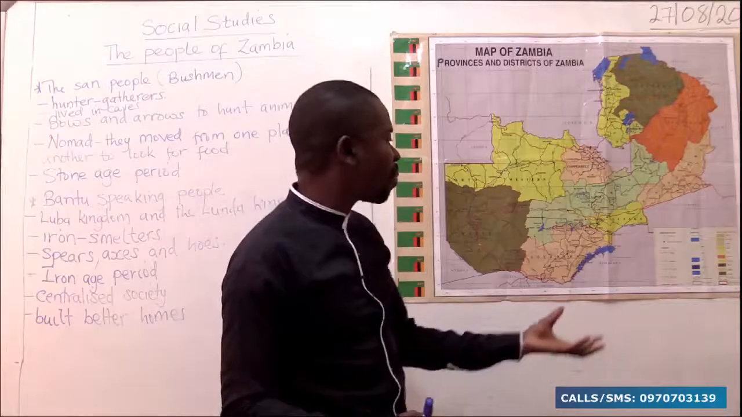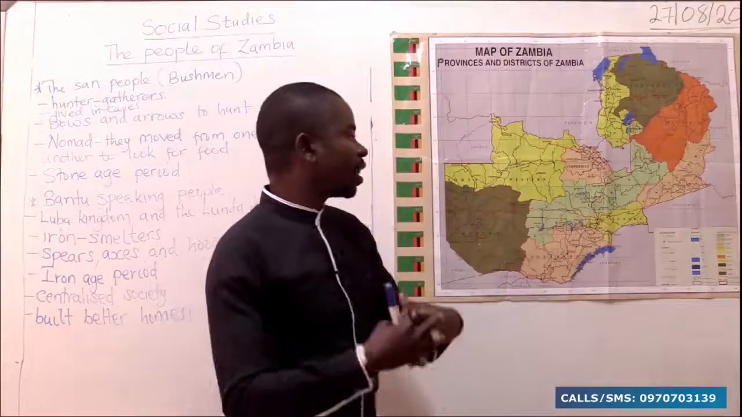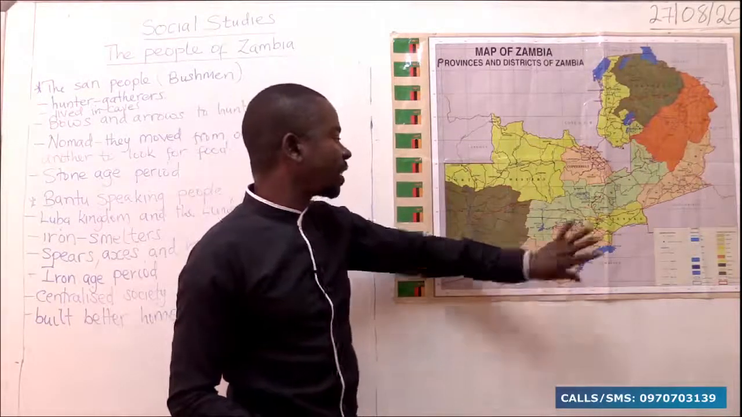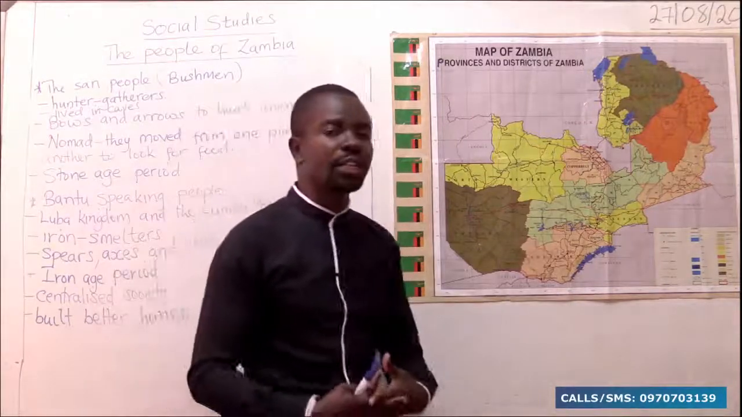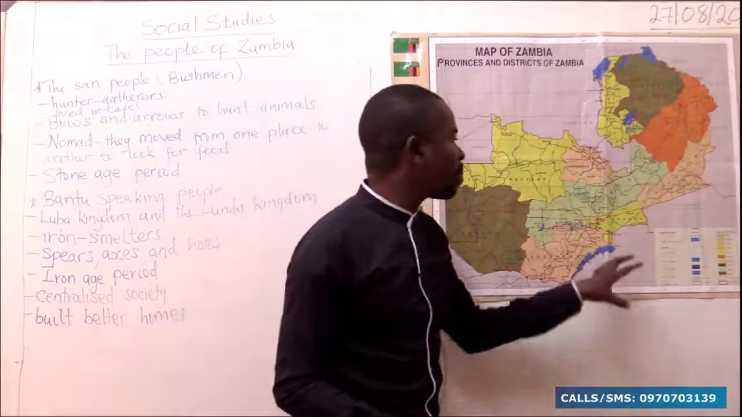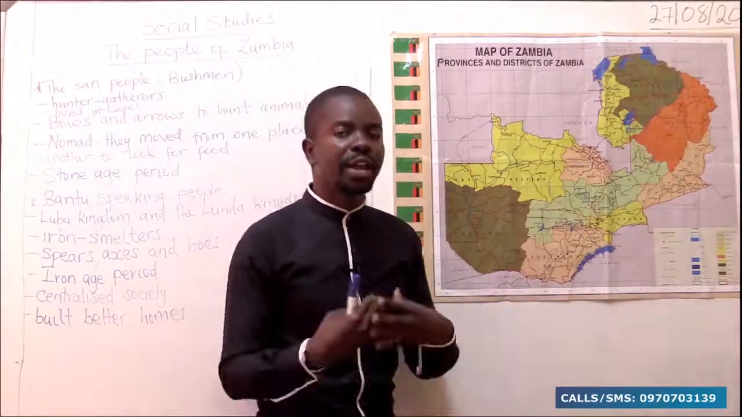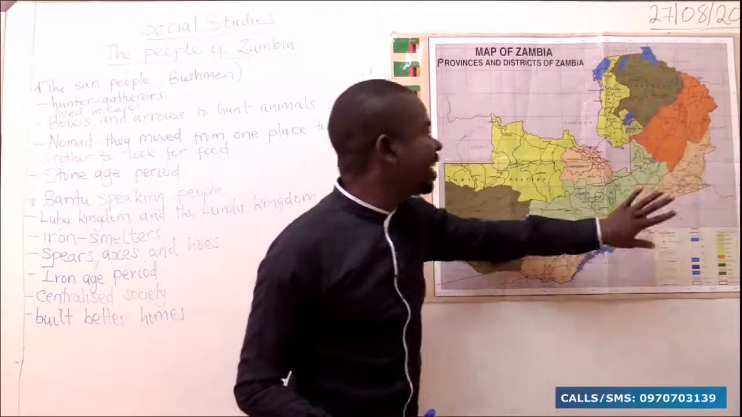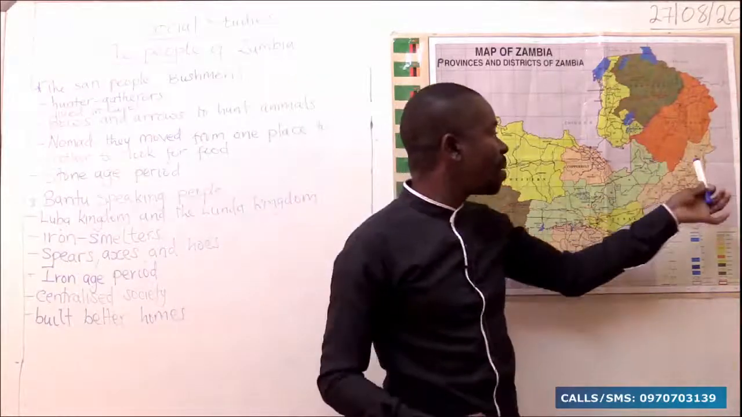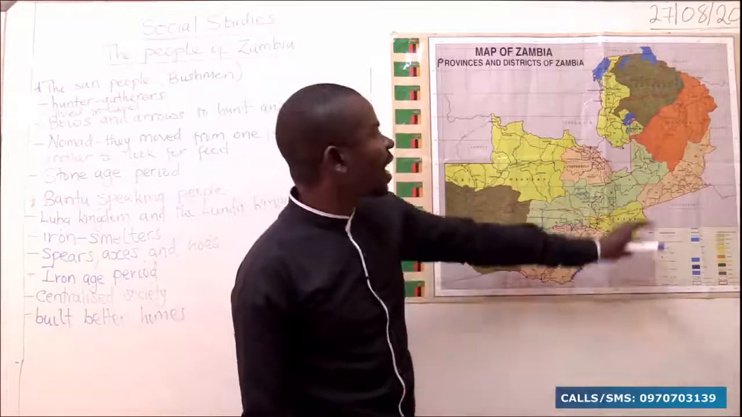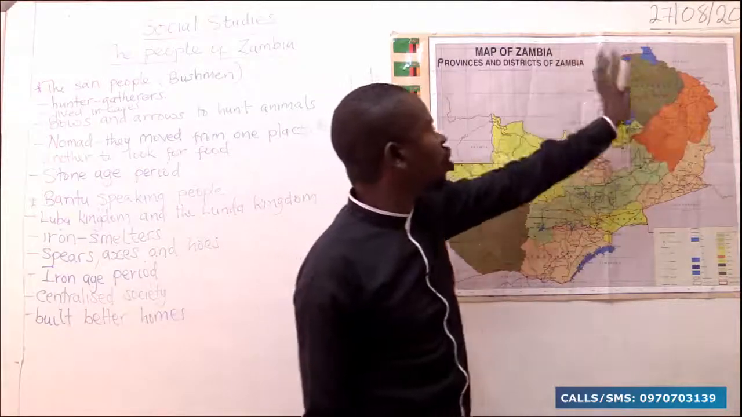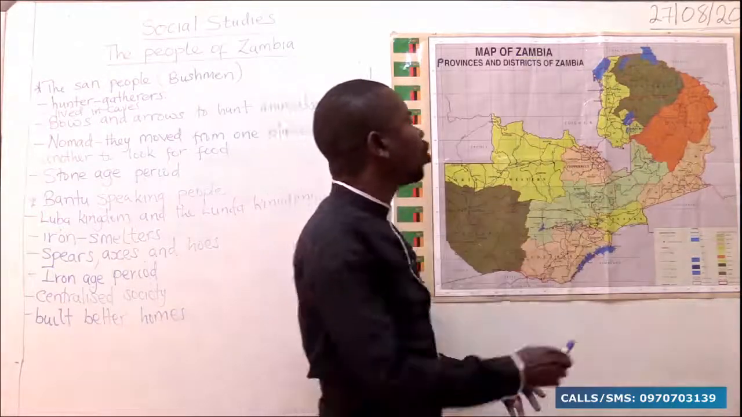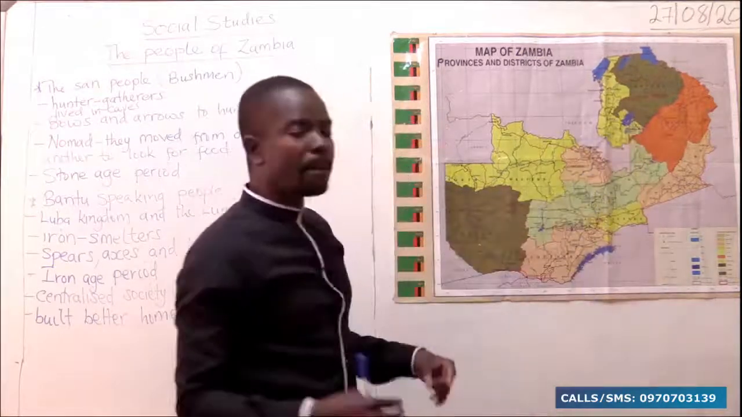We also had the Soli people who settled in Lusaka. Then we had the Tonga people who settled in Southern province. We had the Lenje people who settled in Central province. We had the Chewa and Ngoni people who settled in Eastern province. We had the Bemba-speaking people who settled in Northern province. And we had the Lundas who settled in Luapula.